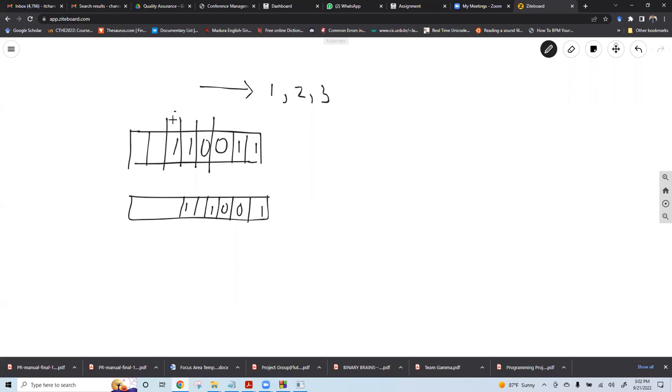This would be shift 1. So this one would come here, this one would come here, this 0 would come here, this 0 would come here. And this one would come here, and this one would come here, and it will be ignored.